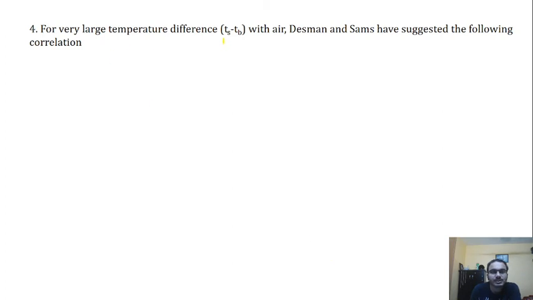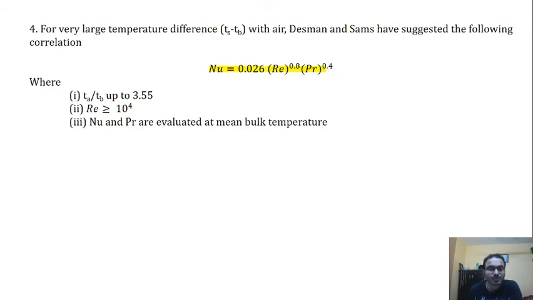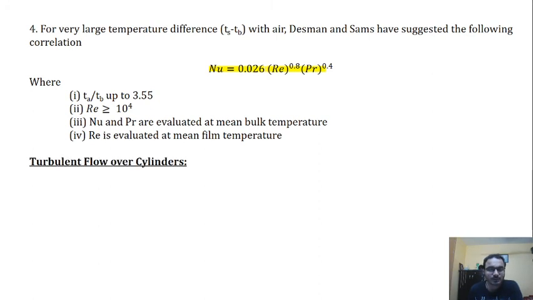Now for large temperature differences Ts minus Tb with air, Deissler and Presler has given the following correlation, given by this formula, where Ts upon Tb should be up to 3.55, Re should be greater than or equal to 10 raised to 4, Nu and Pr are evaluated at mean bulk temperature, Reynolds number is evaluated at mean film temperature.